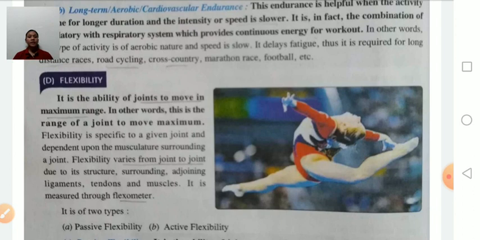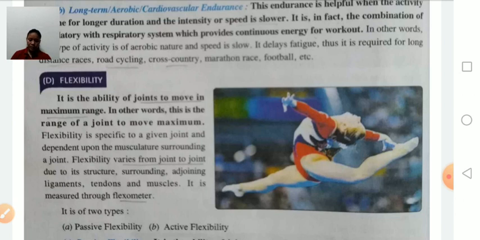Flexibility is the ability of a joint to move in maximum range. The ability of your joint, to move your joint to maximum range. In other words, this is the range of movement to move maximum. To move maximum means the ability to move your joint. How much you can stretch your joint. Maximum stretching of your joint at a maximum range is known as flexibility.